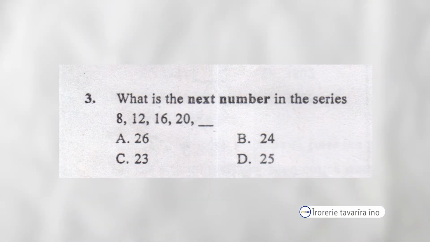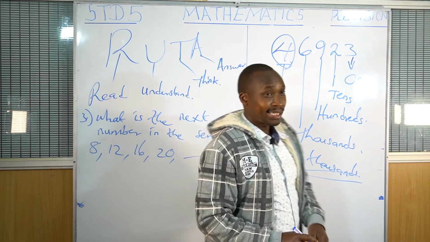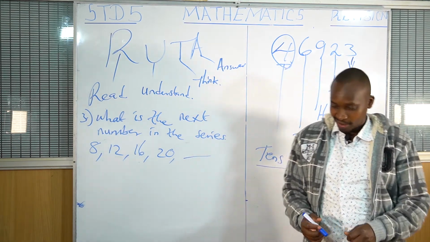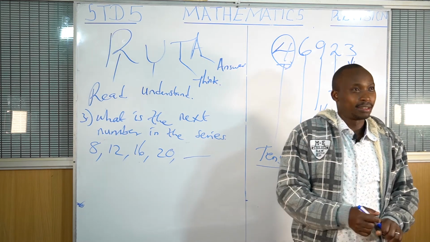Question number 3, you are told, what is the next number in the series? 8, 12, 16, 20, very dash. Now, class 5s, the sum is so simple. It is so simple. I can see somebody laughing.